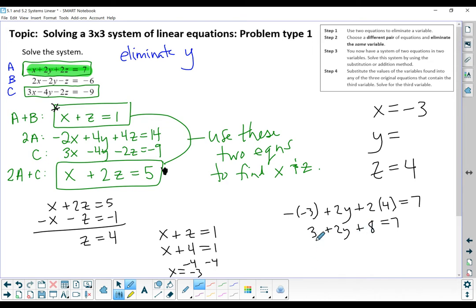So I've got an 11 over here. I have a 3 and an 8. So I'm going to subtract those, and together they're an 11. So I get 2y is equal to -4. So I divide by 2, and I get that y is equal to -2.